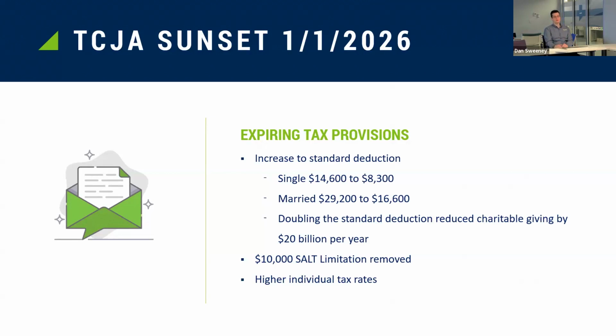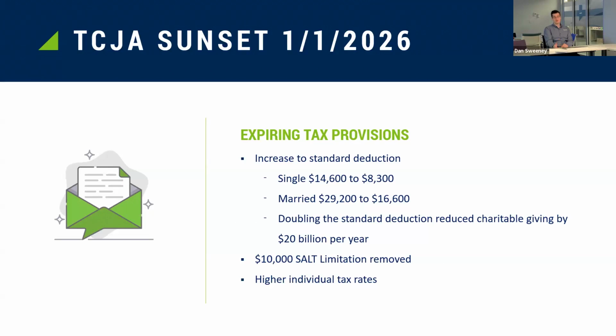Less of a standard deduction, which means more people might start itemizing again. And I put that statistic in there where when this first came into play and the standard deduction was doubled, charitable giving went down by about $20 billion a year. So the hope is potentially with that standard deduction being cut in half, maybe more people will be inclined to itemize their deductions going forward.